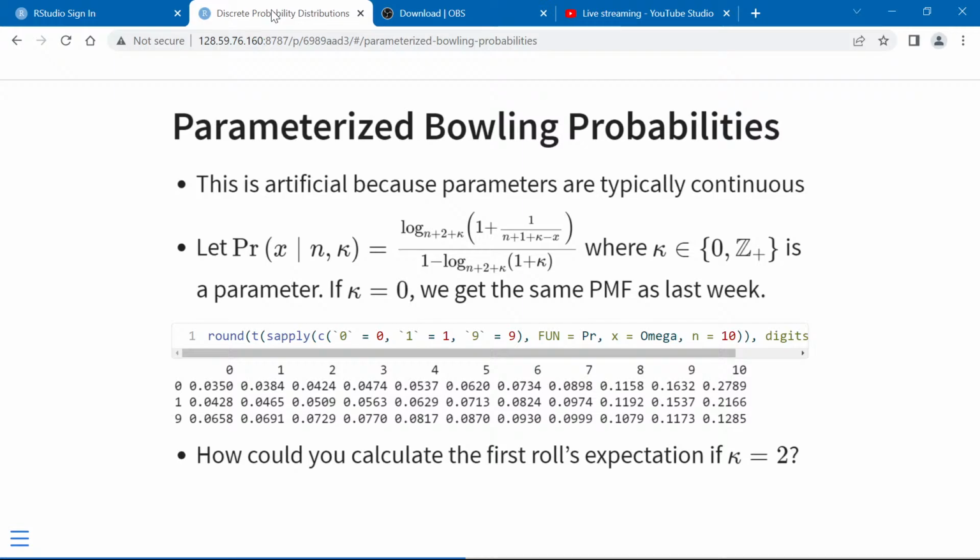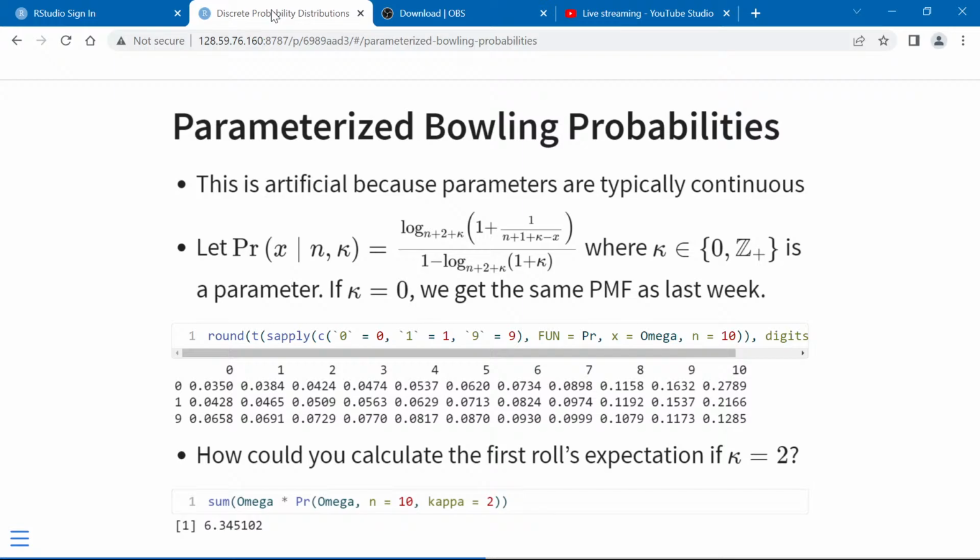So, I think exactly the same, but now we use the new probability. Yes, the same, but different. So the sum of all the elements in the sample space multiplied by their respective probabilities, which are obtained by evaluating our function over all elements of the sample space omega when 10 pins are available to be knocked down, but now specifying the third argument to be kappa is 2, which is its non-default value. By default it's 0, so you would get the same probabilities as we had last week.